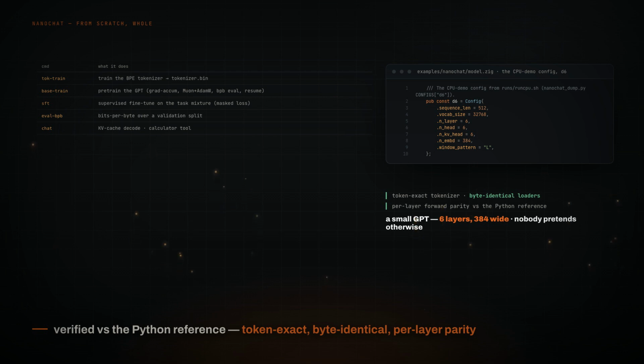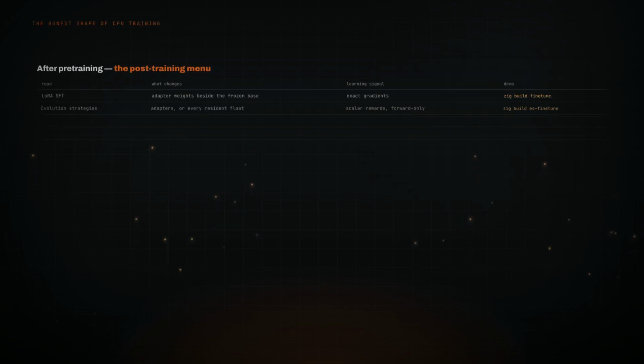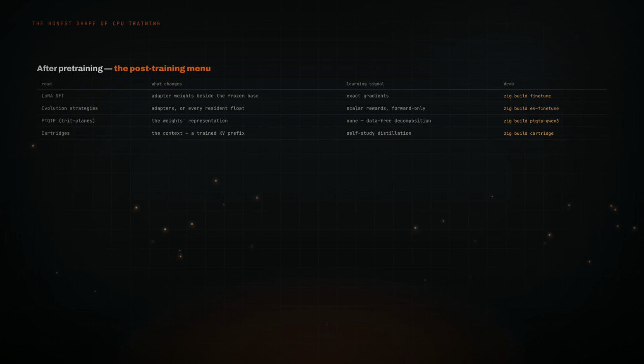It's a small GPT, 6 layers, 384 wide, and nobody pretends otherwise. That is the honest shape of CPU training. Fine-tunes of real models, small models on your own data, determinism-first research loops. It is not pre-training at modern scale, and the docs never claim it is.